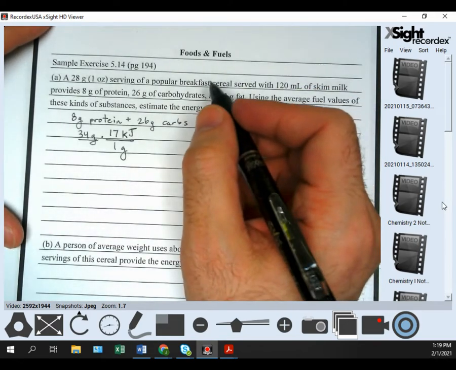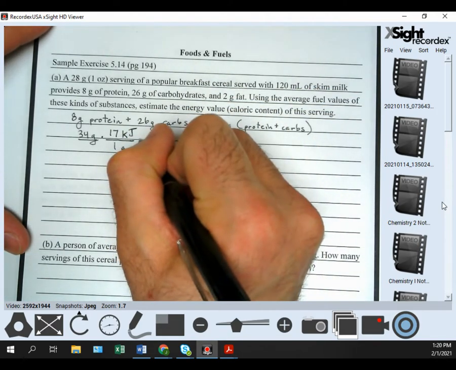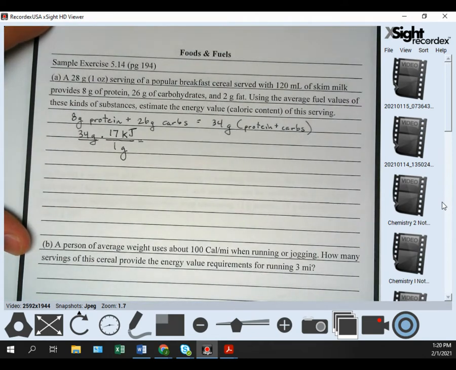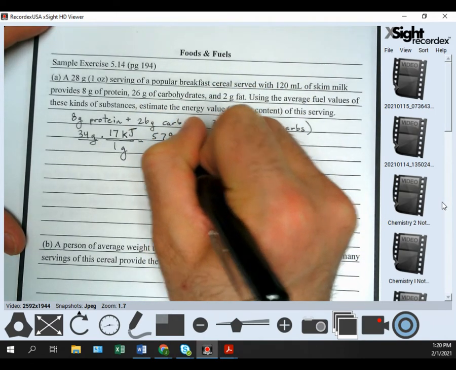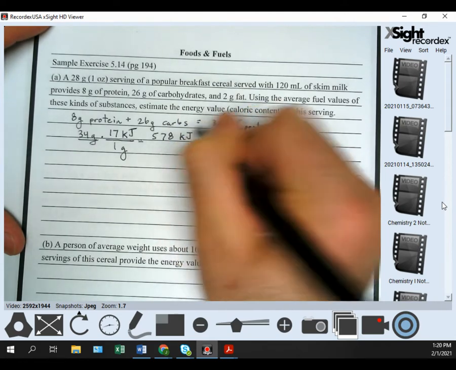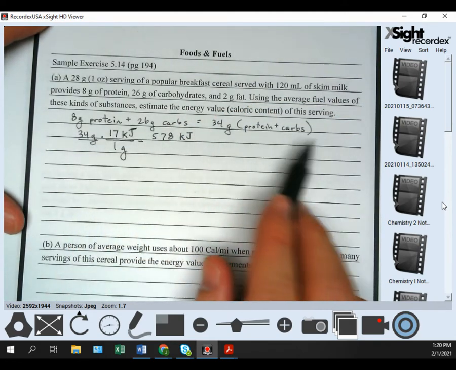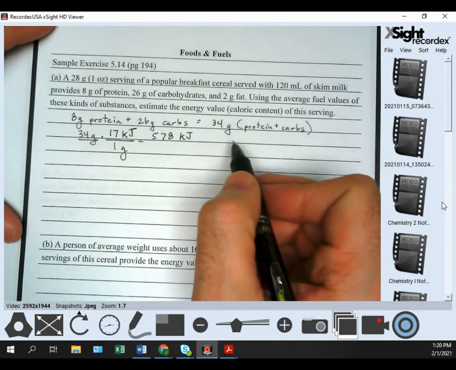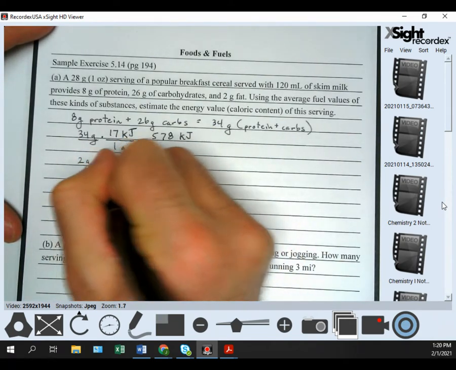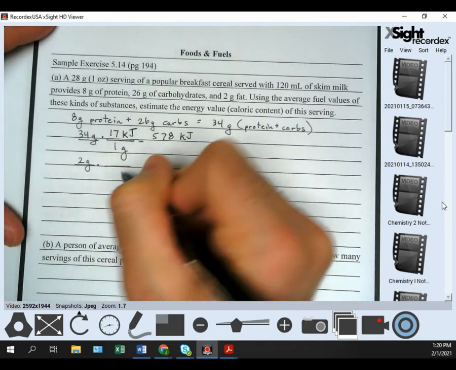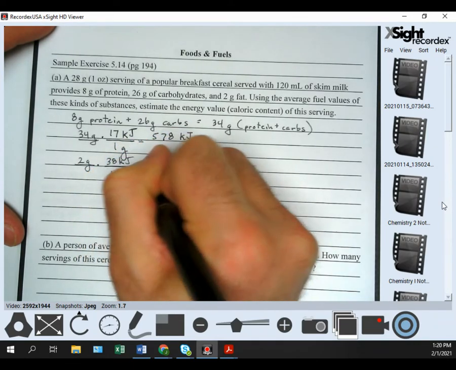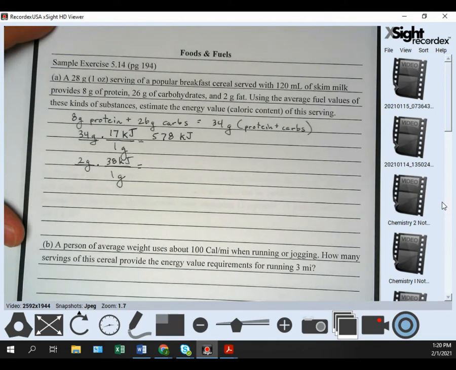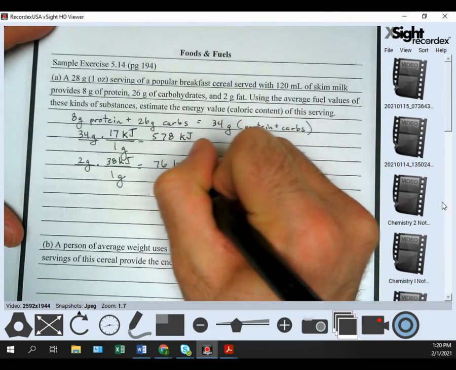So this comes out to be, hold on, 578 kilojoules. I'm not going to do significant figures yet because I'm not done. So 578 kilojoules, that's from the protein and carbs. Now I'm going to use the fat. Okay, so 2 grams of fat. And I'm going to convert the fat, which is for every 1 gram of fat, there's 38 kilojoules. So that gives me a total of 76 kilojoules from fat, right?